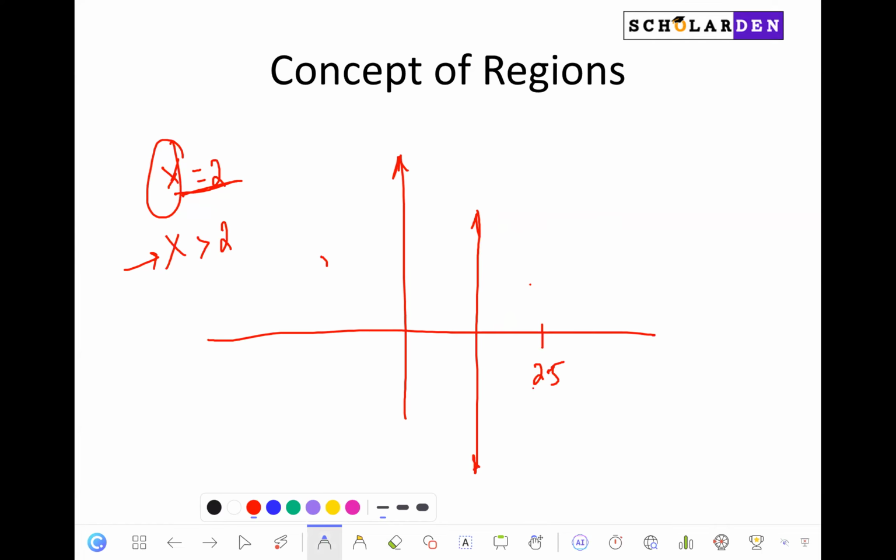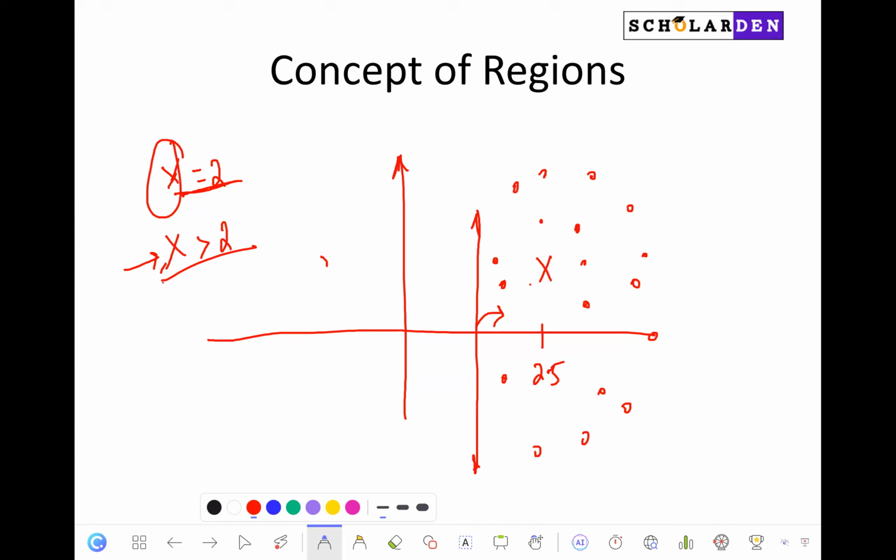Okay, so this is the line x is equal to 2. This point satisfies the expression x greater than 2. But so does this point, and this point, and this point, and all of these points that lie to the right of this line. For all of these points, the value of x is greater than 2.